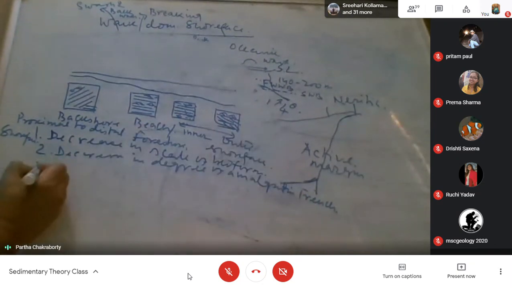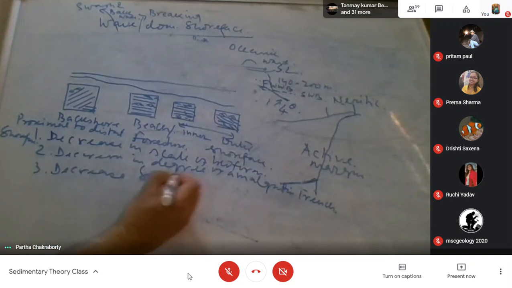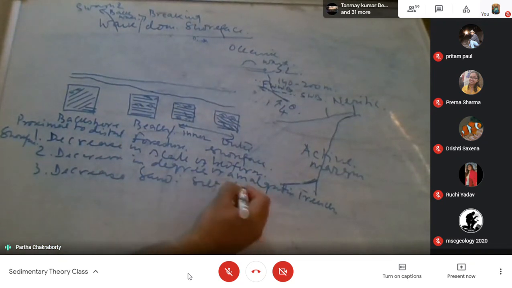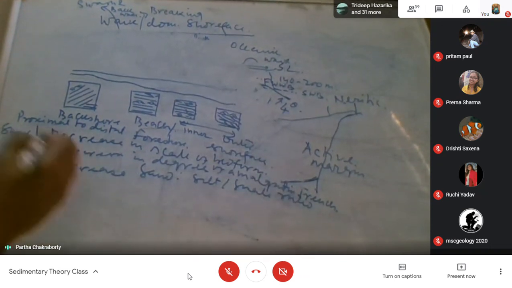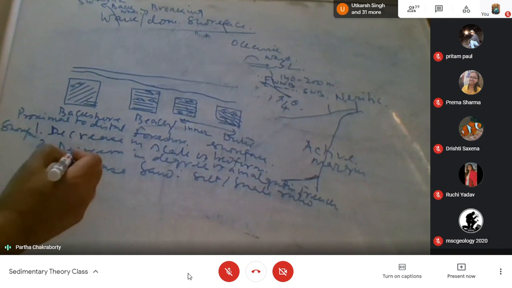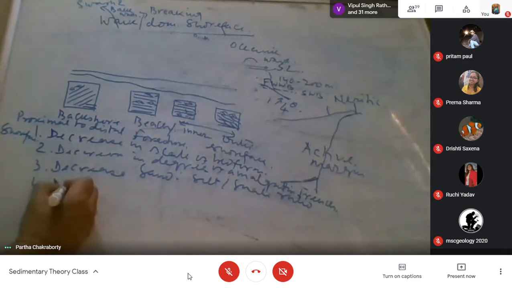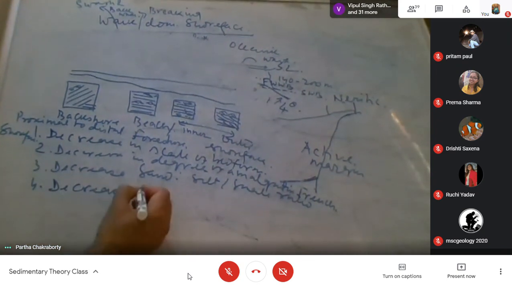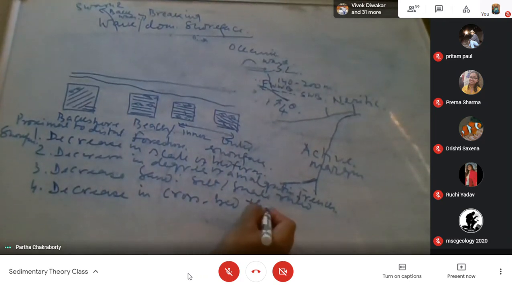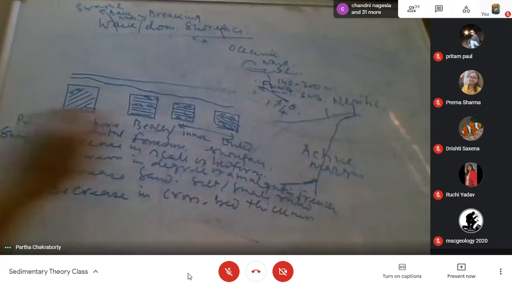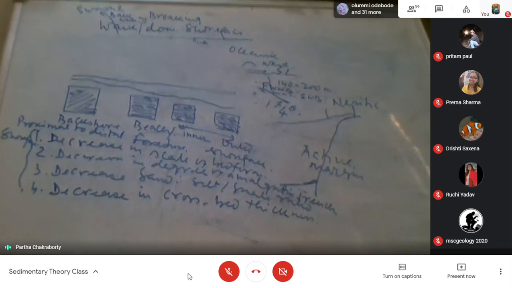Number three, decrease in sand to silt shell ratio. Number four, decrease in cross bed thickness. All these changes that we will be getting when we go from proximal to distal.